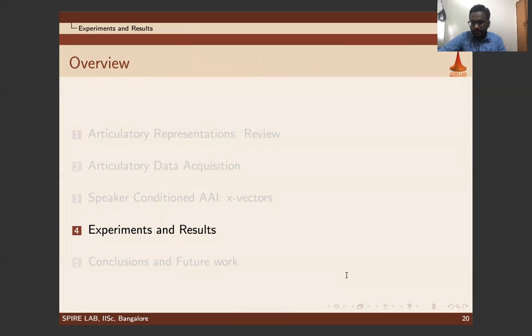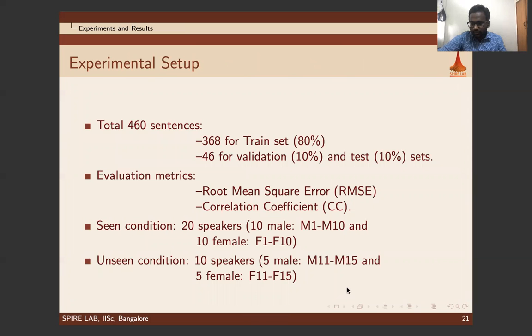In the next section, I will present the experimental setup and results. First, we divided the recorded 460 sentences from each speaker into train, validation, and test sets. RMSE and correlation coefficients were chosen as evaluation metrics. For the seen condition, we perform experiments with 20 speakers, and in the unseen condition, we perform experiments with 10 speakers.